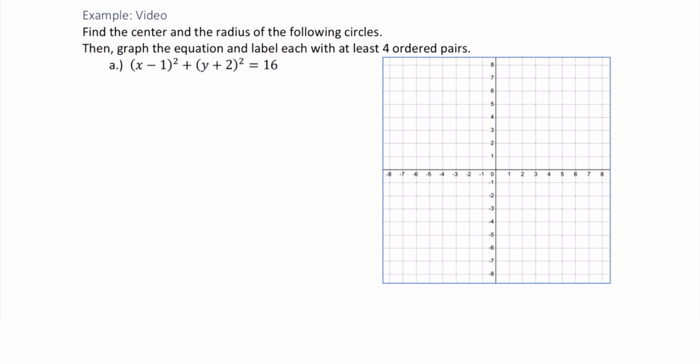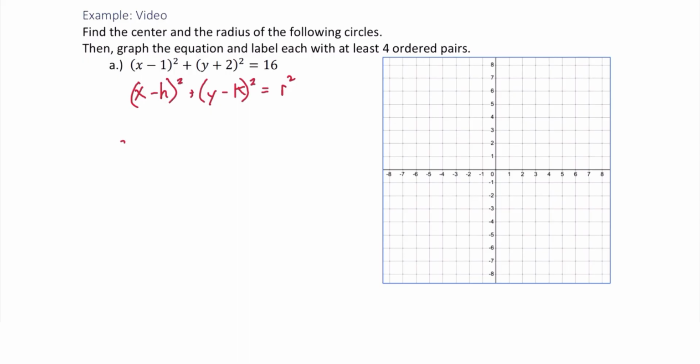Let's find the center and radius of the following circle. Notice that we're given the standard form of the circle. As a reminder, that is (x - h)² + (y - k)² = r².